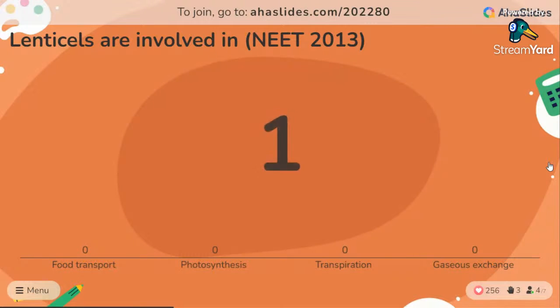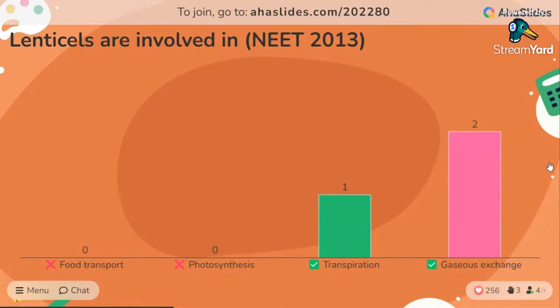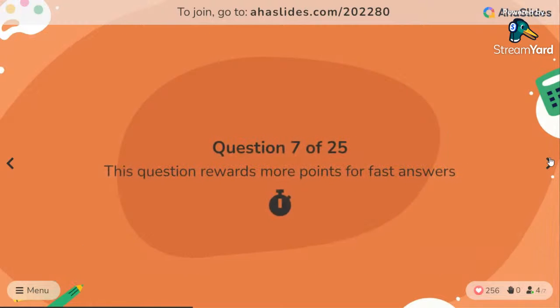The correct answer on the screen in 3, 2, 1, and the correct answer is both gaseous exchange and transpiration. Lenticels can be considered as, that is, it will help in the process of transpiration as well, and it is involved in the process of gaseous exchange. So both can be taken as the correct answer. Let's move on to question number 7 on the screen.